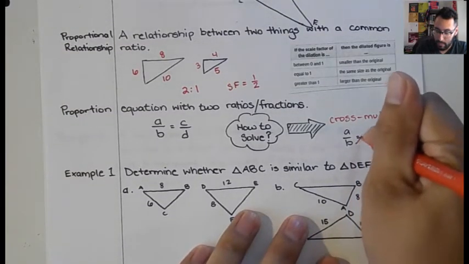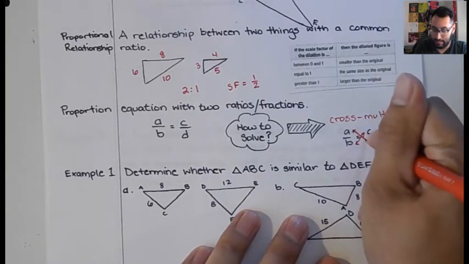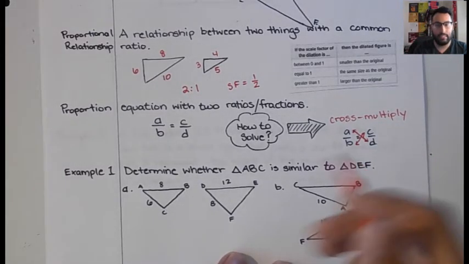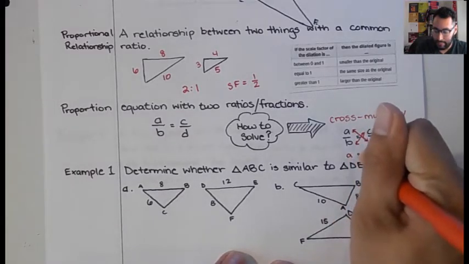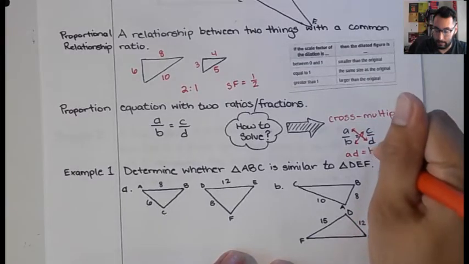Use my red pen. I'm just going to draw an arrow going diagonal from B to C and then from A to D. We multiply those two things and we set them equal to each other. So I'm just going to squeeze it underneath. It doesn't really matter which order you go. So A times D is AD, equal to B times C, which is just BC.